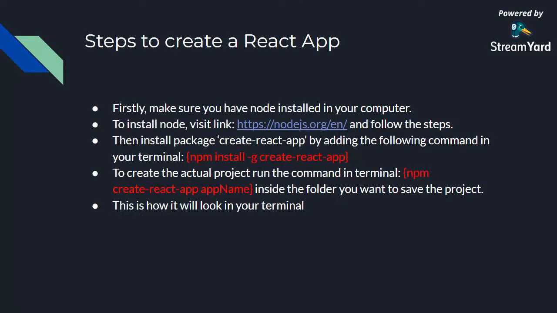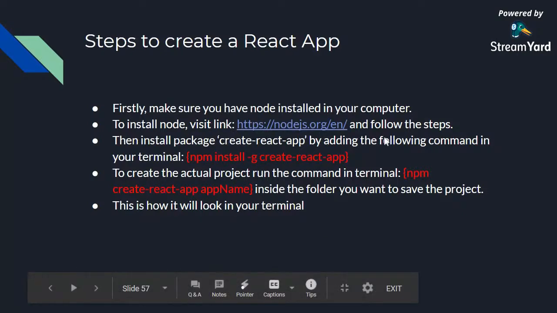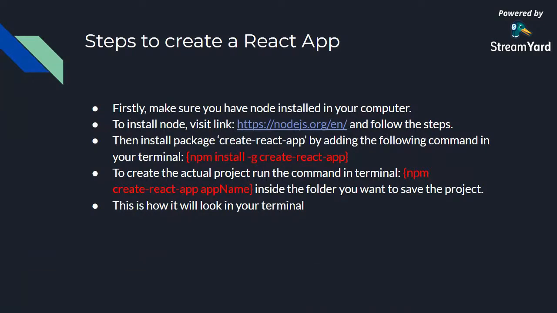Okay, so these are the steps that we need to create a React app. Firstly, we need to make sure that Node is installed on your computer. You can install Node using this link. You can just Google Node.js, and the first link that pops up is nodejs.org, and you can follow the steps on that website and install Node easily.